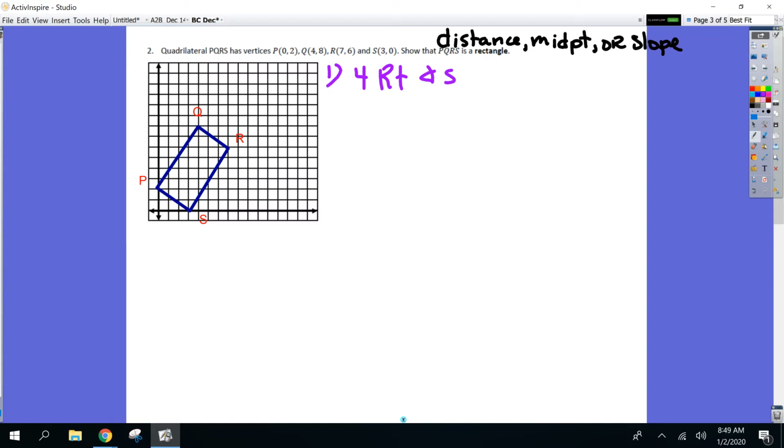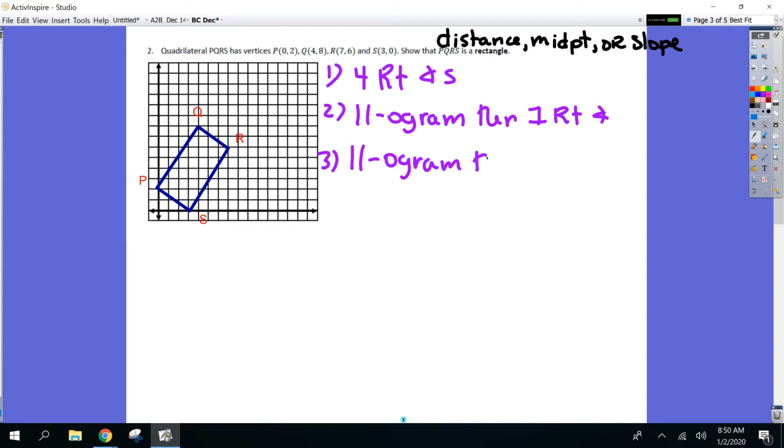Makes it a rectangle. If I can't do that, I'm going to need to show it is a parallelogram first. Parallelogram, then 1 right angle. That would make it into a rectangle. Or, final option, I could show it's a parallelogram. Then, somebody, what's so special about the diagonals of a rectangle? Diagonals of a rectangle. Congruent. Then diagonals congruent.